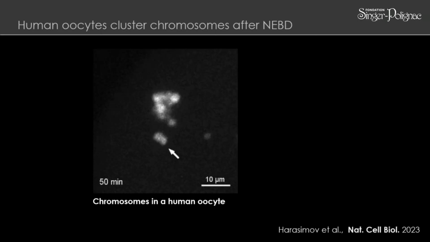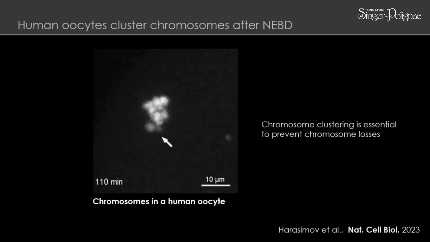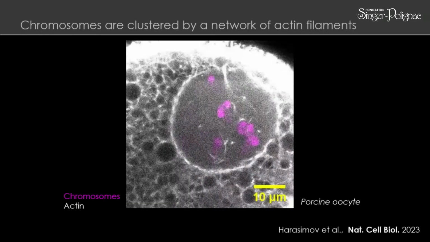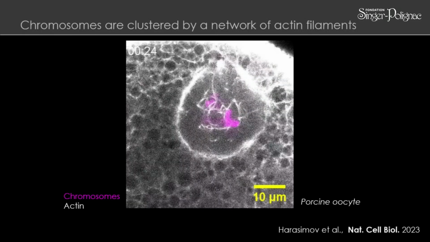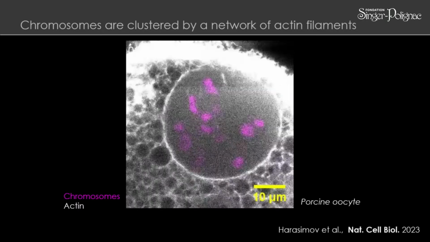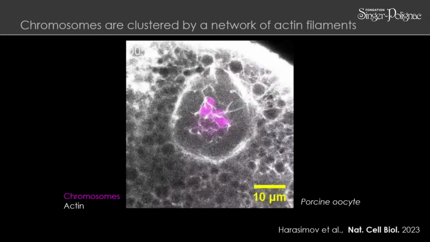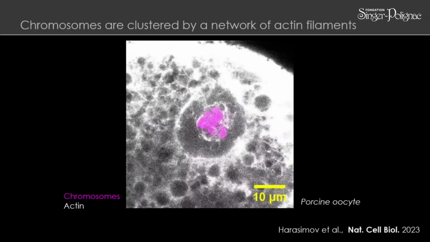And what we then did is we studied this in human oocytes, but also in porcine oocytes, where this also happens because they also don't have MTOCs, a centrosome replacement. And what we could show is that the clustering is essential to prevent chromosome losses and also allow for efficient capture of chromosomes on the spindle. And very interestingly, this chromosome clustering is driven by actin filaments. So in white here, the actin filaments have been labeled, and you see how the actin filaments form throughout the nucleus and then interact with the chromosomes as they come together.